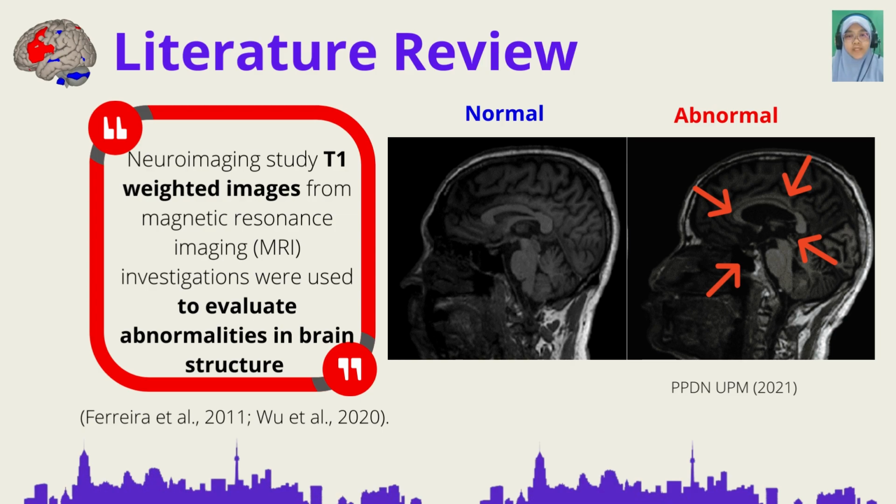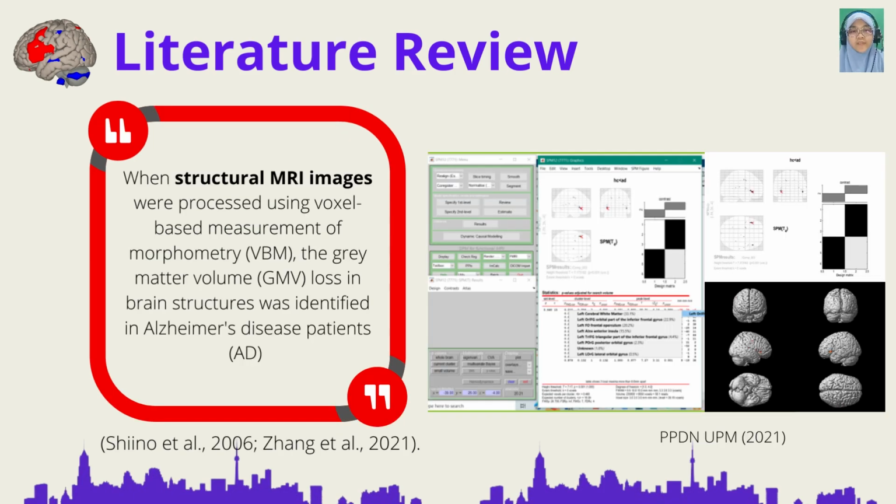In neuroimaging study, T1 vector images from magnetic resonance imaging MRI investigation were used to evaluate abnormalities in brain structure. As you can see in the images, comparison between the normal and abnormal brain, you can see the atrophy of the brain at the abnormal site in the middle area. When structural MRI images were processed using VBM, the gray matter volume loss in brain structure was identified in Alzheimer's disease patients. As you can see, on the right is a slight component of how to process the VBM.